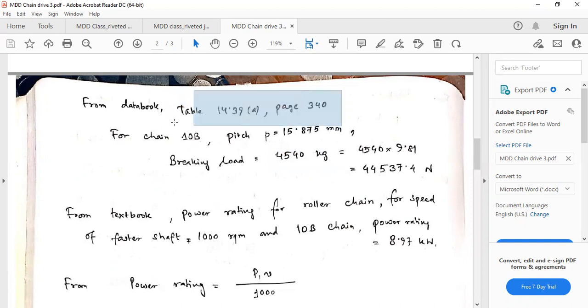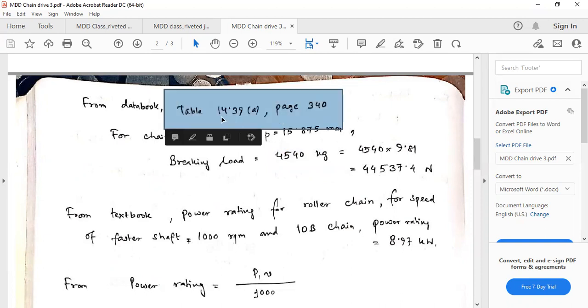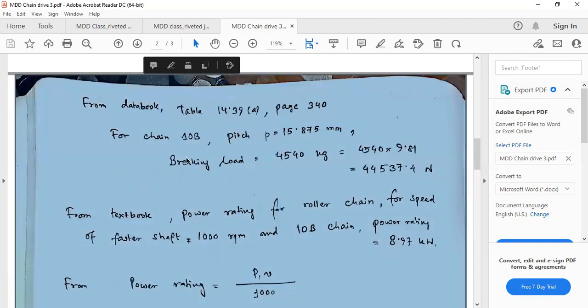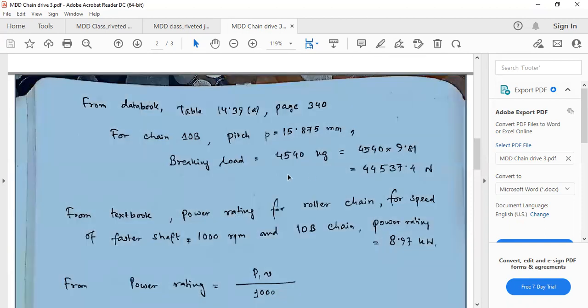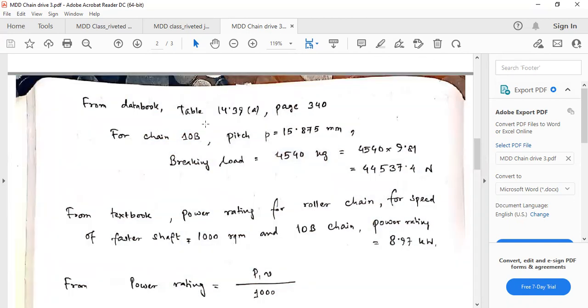So page 340 of your data book and table number 14.39a, where you will find this for British standard. And the next page will have chains for American standard. So page 340 and 341. These are the pages where you look for chains. Now the braking load for 10B, you will get from data book as 4540 multiplied with 9.81. You can also multiply with 10, no problem. So this is the braking load in newtons. This is in kg, this is in newton.